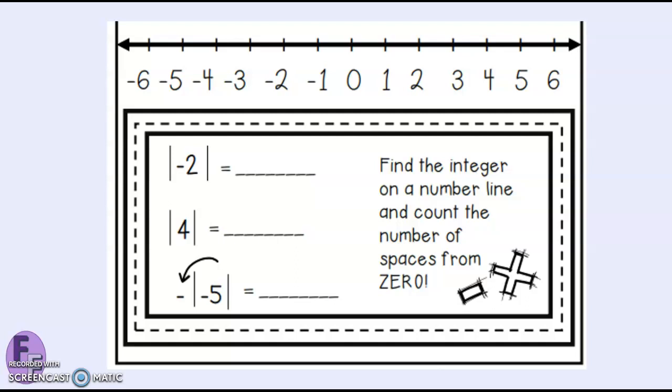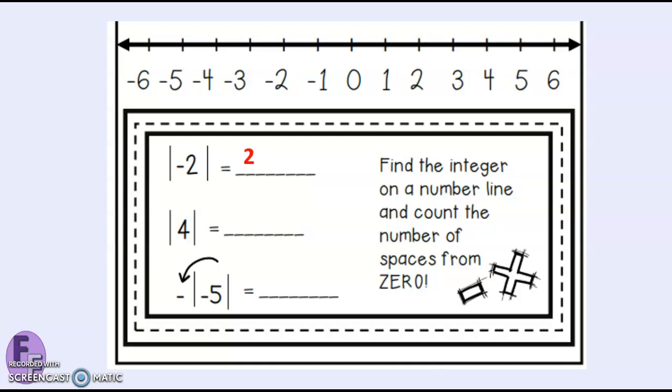We'll start with the absolute value of -2. We'll plot -2 on the number line and then count how many spaces -2 is located from 0. In this case, it's 2 spaces, so our answer is +2.